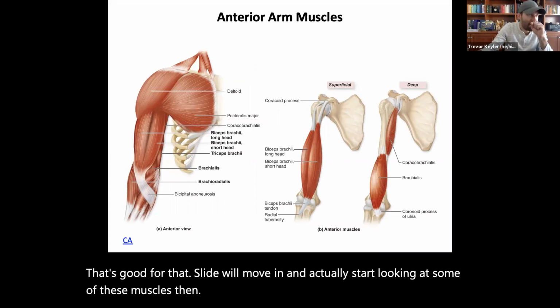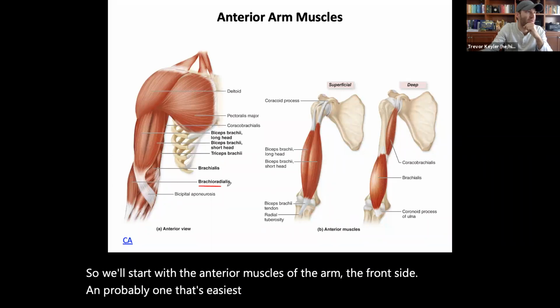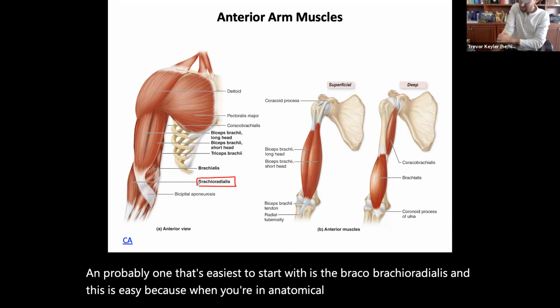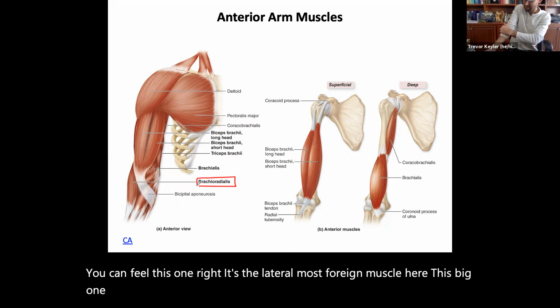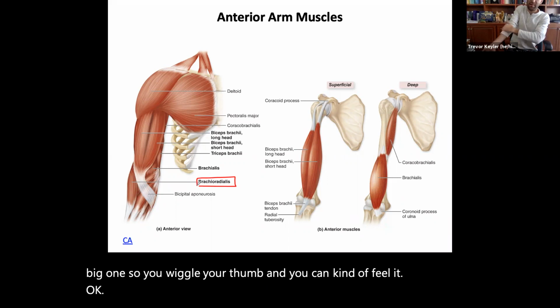So we'll start with the anterior muscles of the arm, the front side. Probably one that's easiest to start with is the brachioradialis. And this is easy because when you're in anatomical position here, you can feel this one, right? It's the lateral most forearm muscle here, this big one. So you wiggle your thumb and you can kind of feel it. Okay. So it's on that lateral edge.